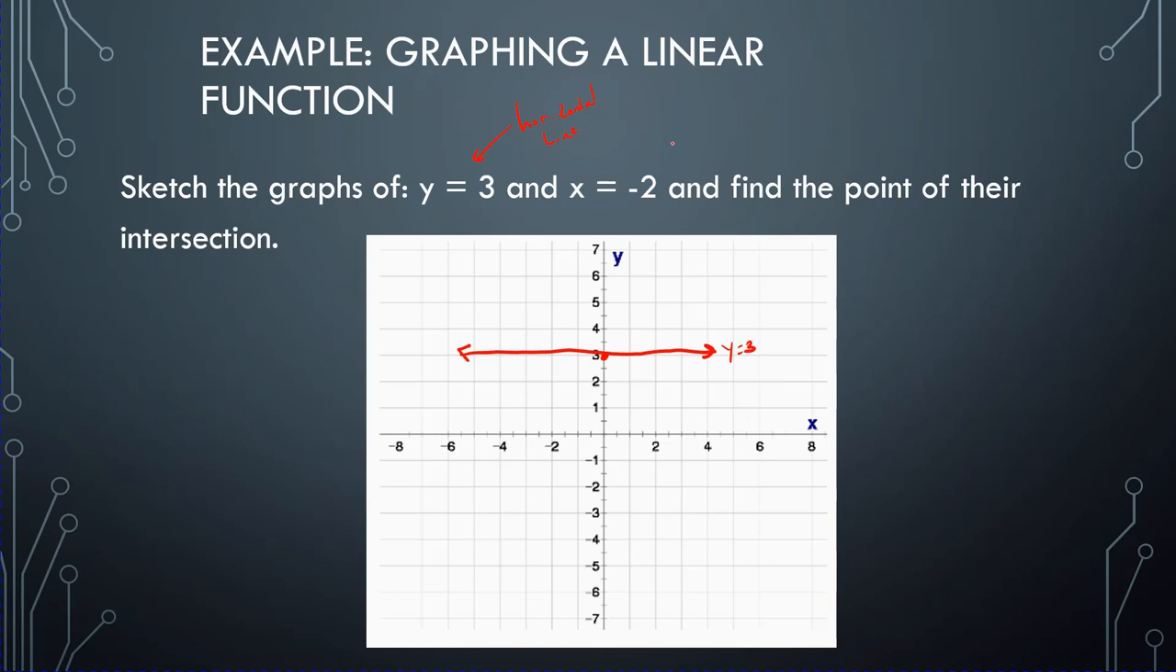Then I'm going to go to x equals -2. This is a vertical line. So I'm going to go to x equals -2, and I'm just going to draw the vertical line here. All right, so actually, let's look where they intersect. Right there. They intersect right there. That's the point -2, 3.